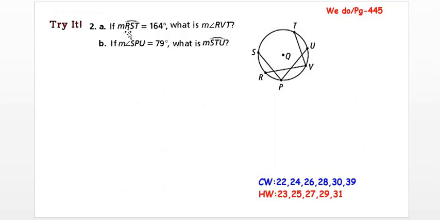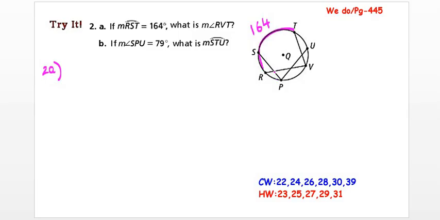It says if the arc RST is 164, what is the measure of angle RVT? First let's decide where is the arc they are talking about. This is RST. So this whole arc is how long? It is 164. I'm solving part A right now.